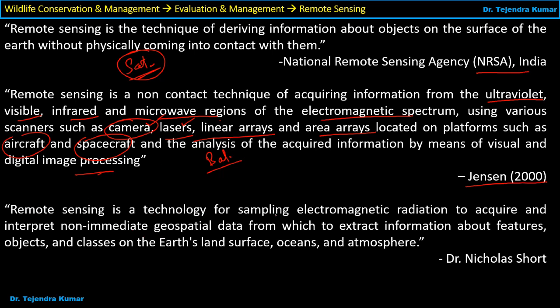Remote sensing is a technique for sampling electromagnetic radiation to acquire and interpret non-immediate geospatial data from which to extract information about the features, objects, and classes on the Earth's land surface, oceans, and atmosphere. This definition was given by Dr. Nicholas Shaw.